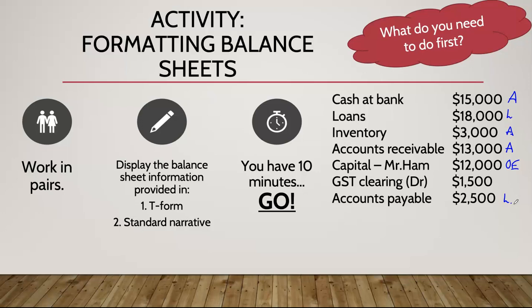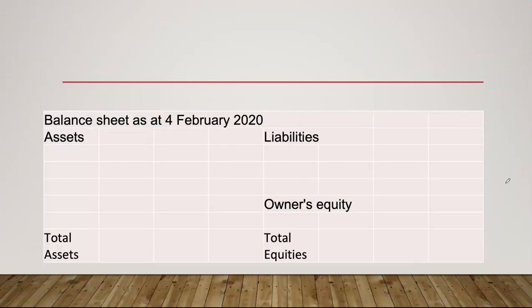GST clearing here is a difficult one. I'm just going to give you the answer because you're seeing something that you've probably never seen before. What is this DR? That means it's a debit. We will learn in the future that this for GST clearing means it is an asset. The tax office owes us cash. Now, once we've done that, we can just put this information into our balance sheet.